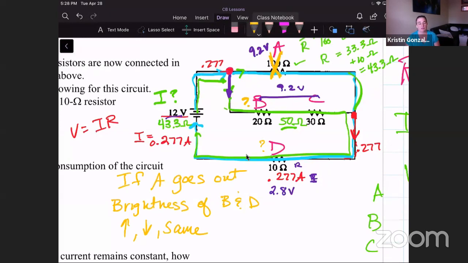So I want to give you another second here, and I want you to think about that. And how do you know? They may both do the same thing. They may both do something different. But if A goes out, what happens to the brightness of light bulb B and D?